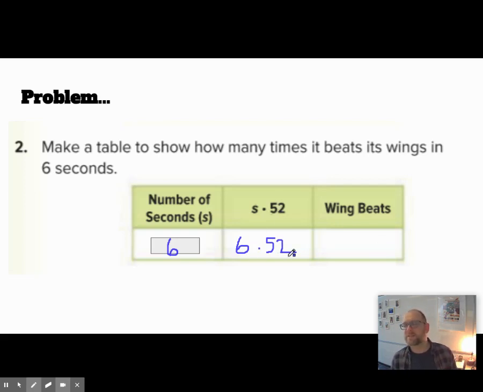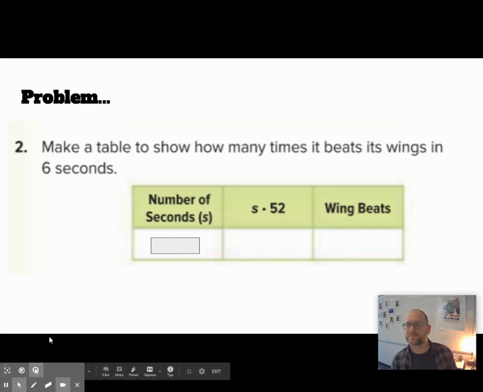So if I put in 6, my output would be 6 times 2, which is 12. We carry a 1 over. And then 6 times 5 is 30, plus 1 would give us 31, or 312 beats in 6 seconds. There we go. Not too bad, right? Moving on.